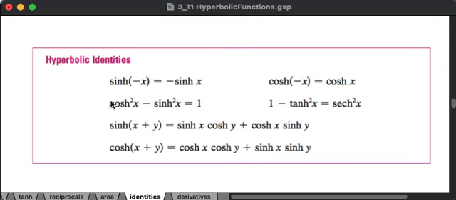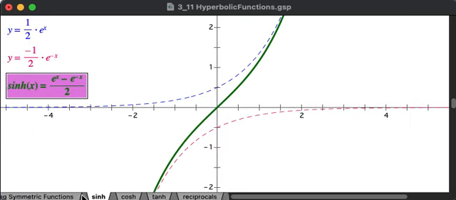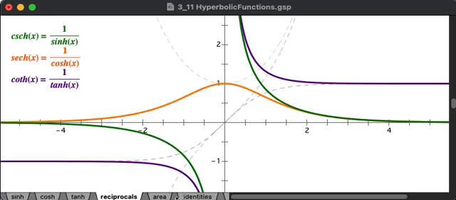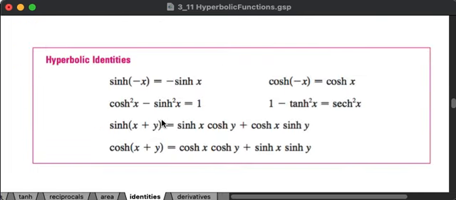your Pythagorean identities for trig functions, that's cosine squared plus sine squared equals 1. Here we have hyperbolic cosine squared minus hyperbolic sine squared equals 1. And to prove this, you basically just go back to the definition of the hyperbolic cosine and hyperbolic sine. So you can prove that this is true based on their definitions, and then also that this identity is true, that 1 minus the hyperbolic tangent squared is equal to the hyperbolic secant squared.